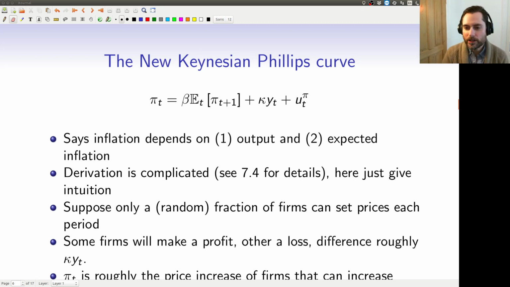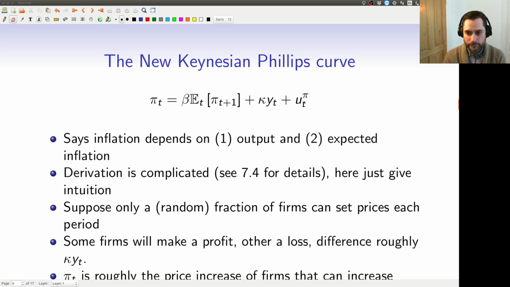Okay, so the derivation of this equation is somewhat complicated, so I'm not going to go through the whole derivation. I'm just going to give you the intuition for the derivation they provide in subchapter 7.4 of the Romer textbook, so feel free to take a look there if you'd like more details. The way this is going to work is, suppose only a random fraction of firms can change their prices every day. And firms know that. Firms know that every day there's only a probability they're going to be able to change their prices.